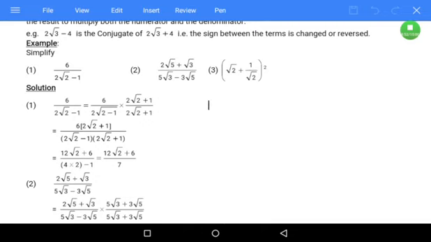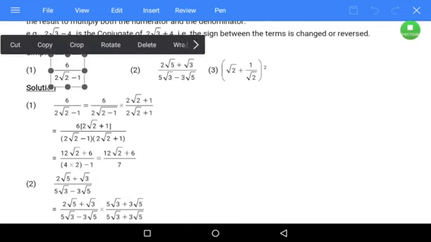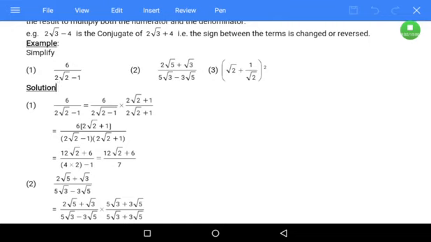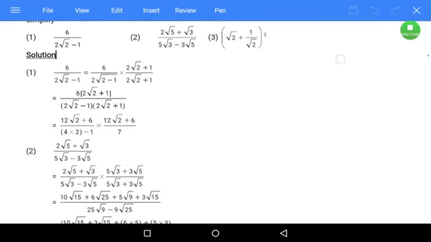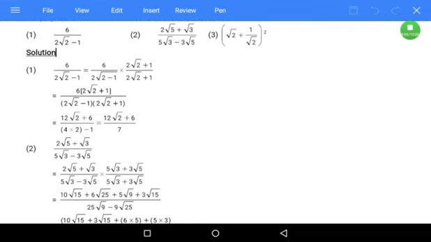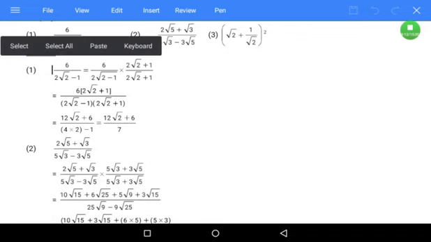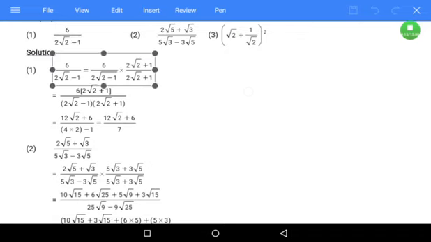Alright, so let's talk about example 1. We have to simplify this. How do we simplify this? Of course, you can see that at the denominator we have 2 terms, so that's a binomial surd. How do we simplify? Example 1, solution. We have 6 over 2 root 2 minus 1. Now, this square root should not cover the 2 minus 1. It's just for only root 2. Sorry. So we have 6 over 2 root 2 minus 1.